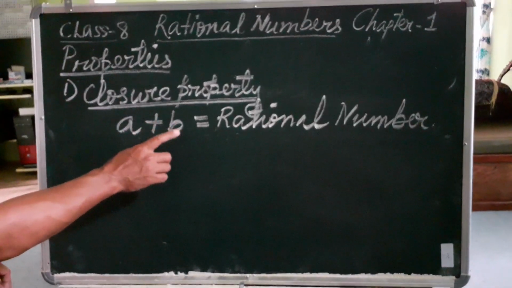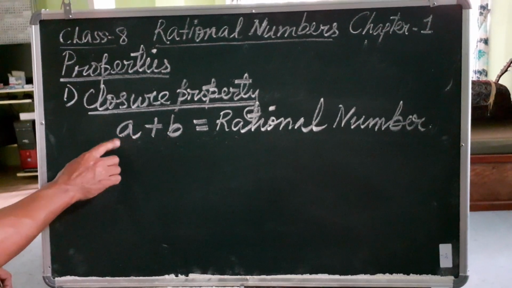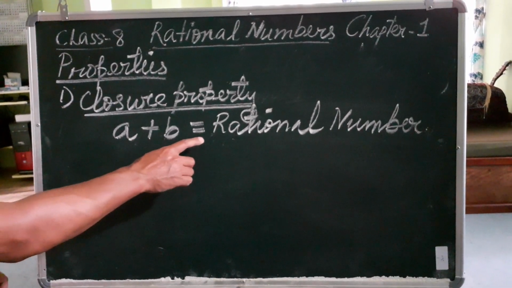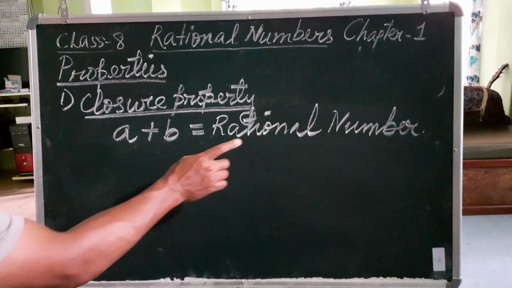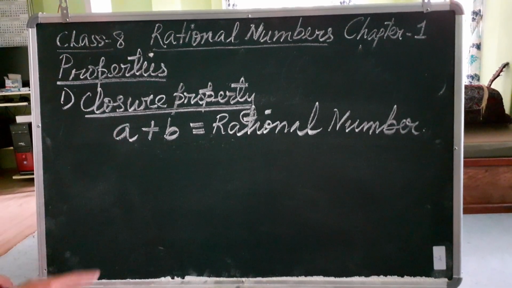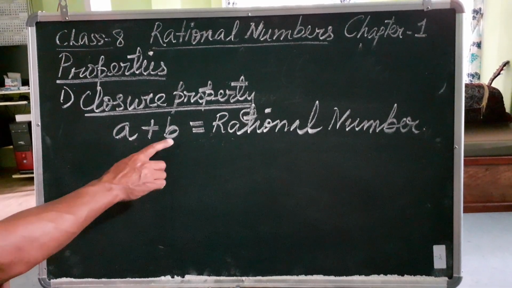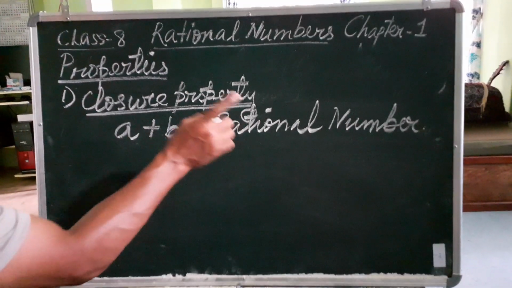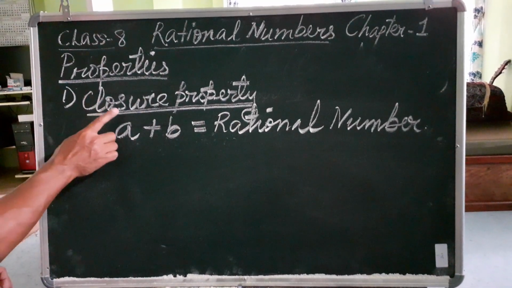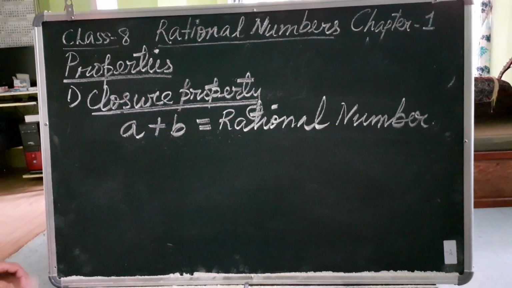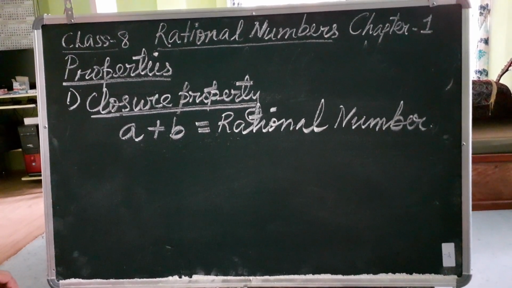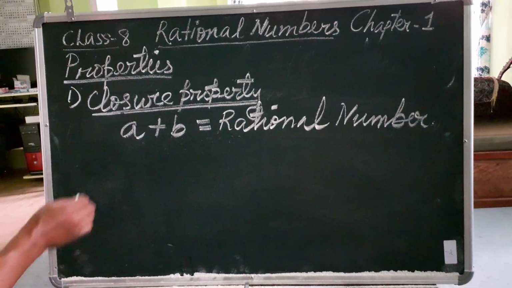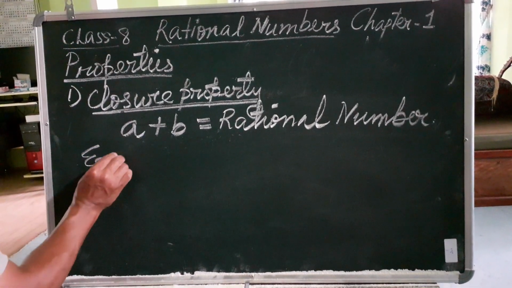A and B are rational numbers. A plus B gives another rational number. This means that when you add two rational numbers, you get another rational number. This is called closure property of addition. The next is, for example, let us see.